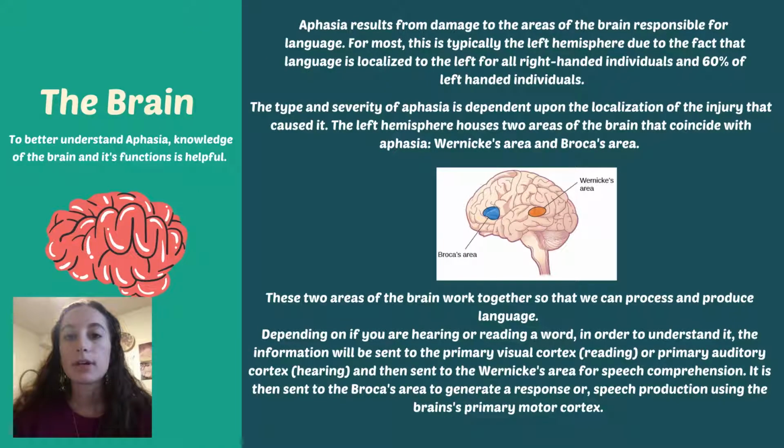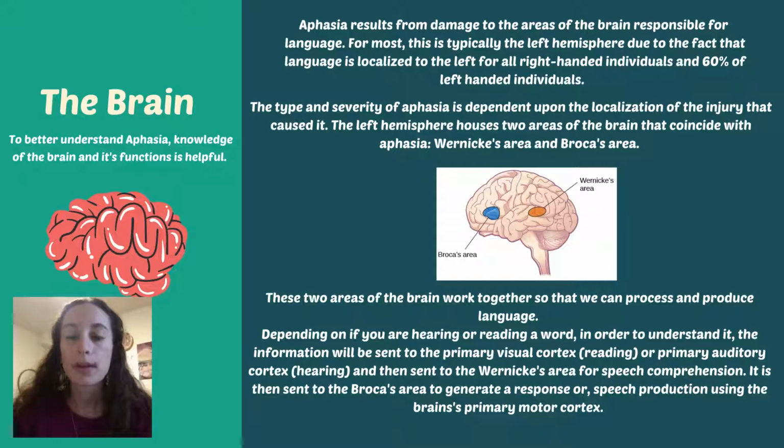To better understand aphasia, it will be helpful to have a solid understanding of the brain and its functions in relation to language comprehension and production. The two areas of the brain that are most closely associated with aphasia are the Wernicke's area and the Broca's area. These areas are usually localized to the left hemisphere of the brain for most right-handed individuals and 60% of left-handed individuals. These two areas of the brain work together so that we can process and produce language.